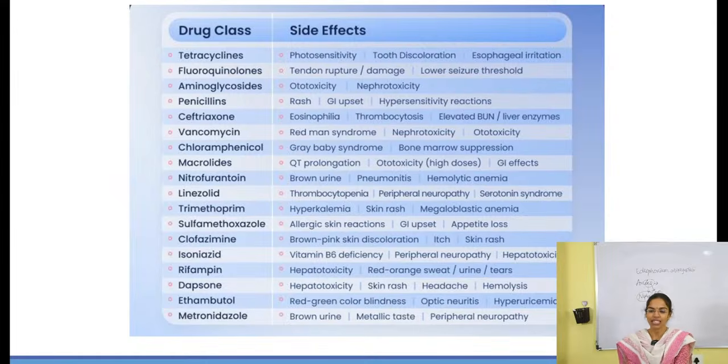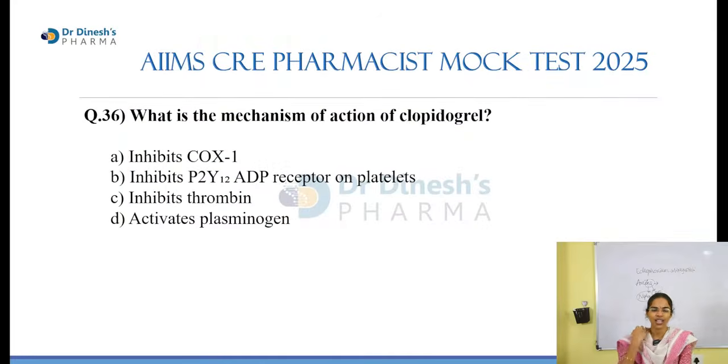Next. What is the mechanism of action of clopidogrel? Here the question is about clopidogrel. Which kind of drug is it? It is an antiplatelet drug. What is the mechanism of action of clopidogrel? It inhibits COX-1, inhibits the P2Y12 ADP receptor on platelets, inhibits thrombin, activates plasminogen. So what is the right answer for this? Yes, it inhibits the P2Y12 ADP receptor on the platelets, clopidogrel.